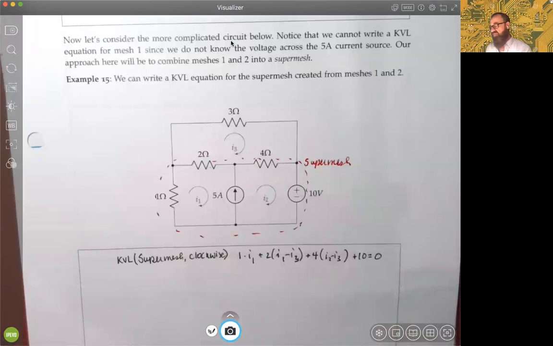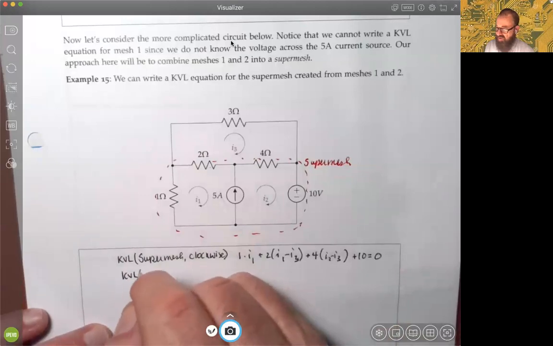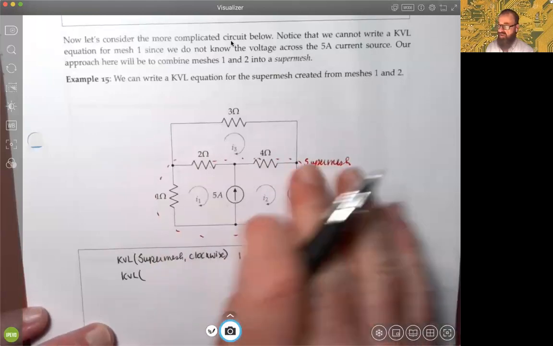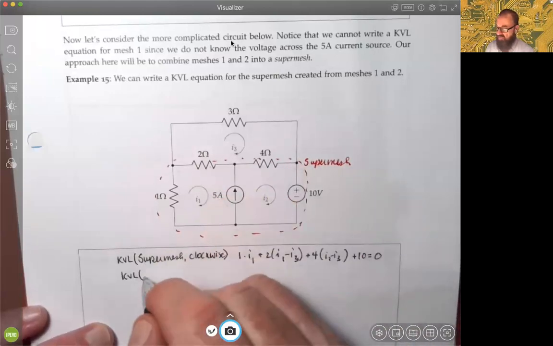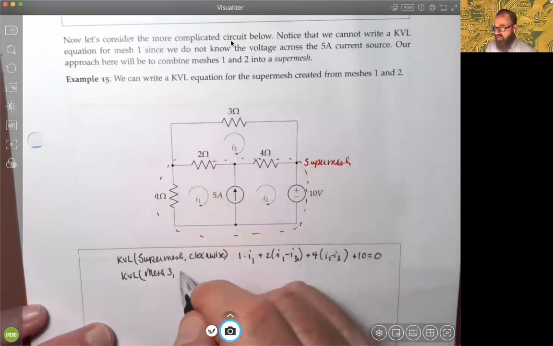If we're trying to solve for these mesh currents, we need 3 equations to work for us. So let's do another one. Again, we're just setting up equations. Let's do mesh 3, the one up the top. Stay away from that current source. So let's do mesh 3. Okay, and let's go clockwise again.